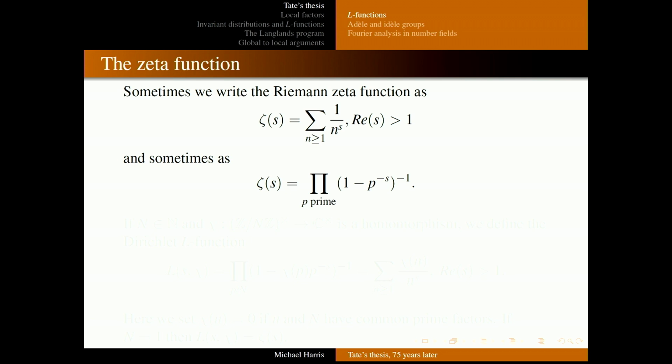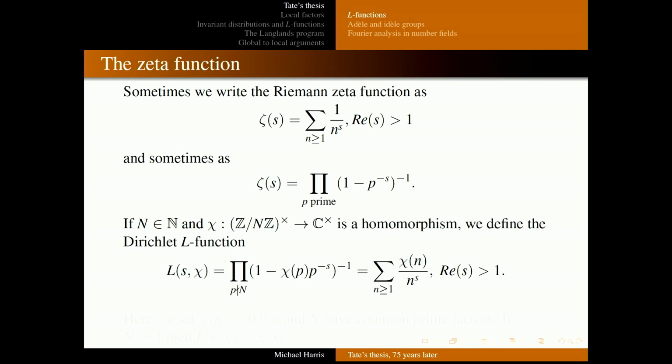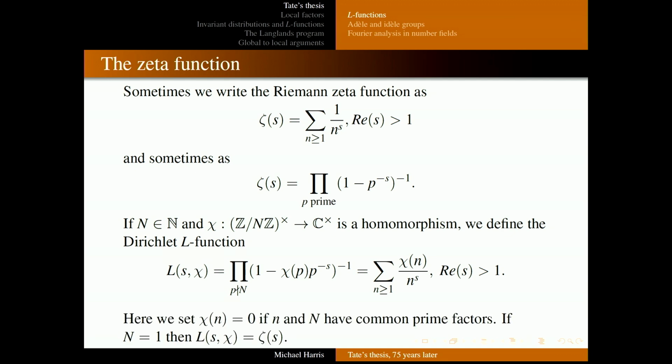Sometimes we write the Riemann zeta function as a sum, and sometimes we write it as a product. And we can also write the Dirichlet L functions as a product or a sum for real part of s greater than 1. As you see, this chi is a primitive character. And so the Dirichlet L function for the character is the zeta function when the character is trivial.